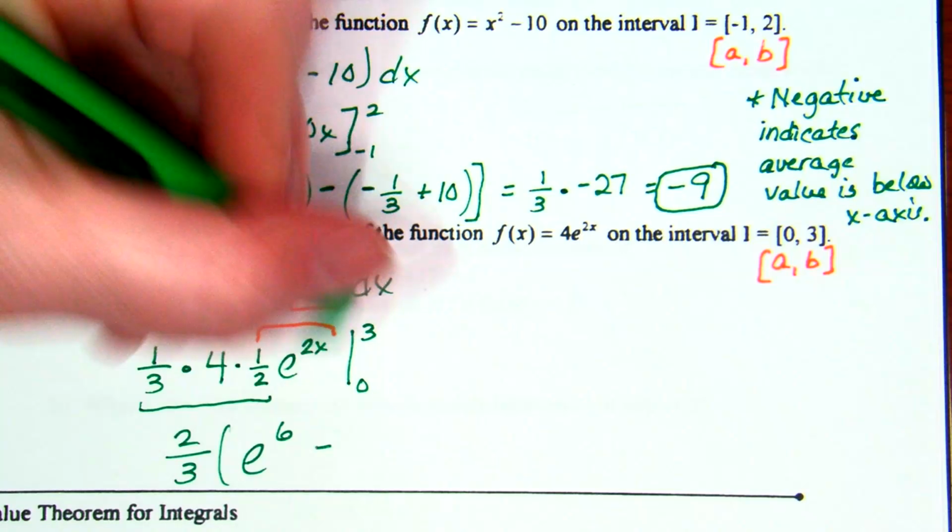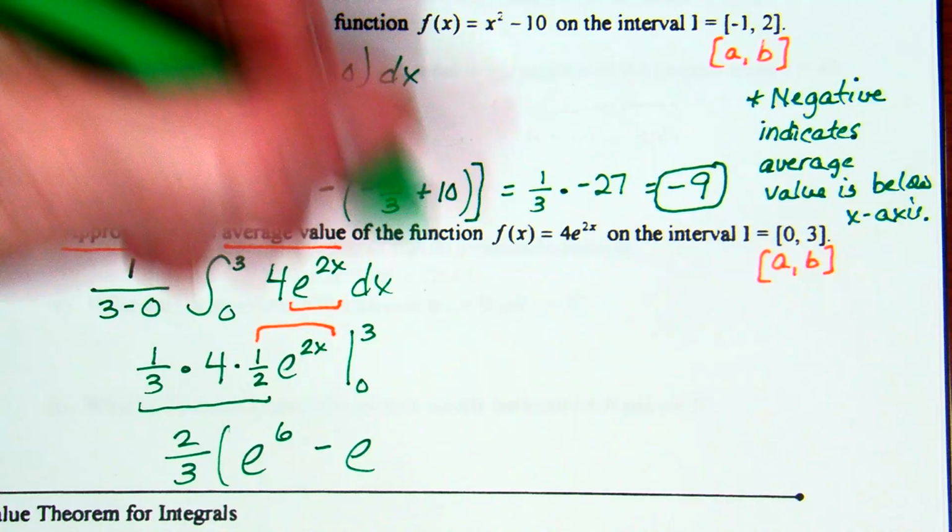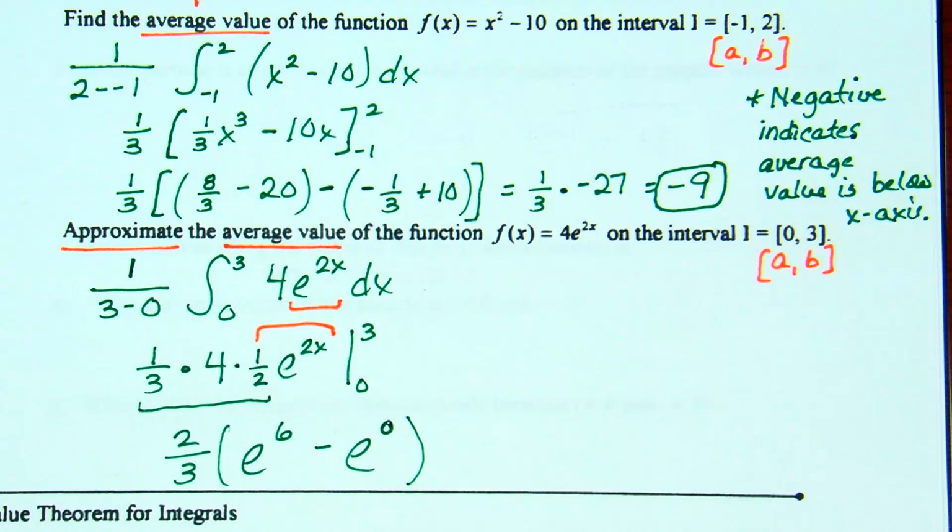So e to the 2x from 3 to 0 is going to be what? E to the 6th minus e to the 0. Should I just drop off that e to the 0? No, it turns into 1. Yeah, it turns into a 1.